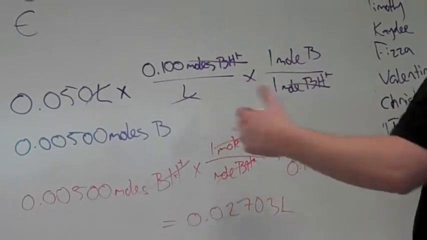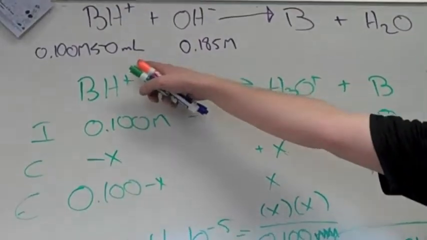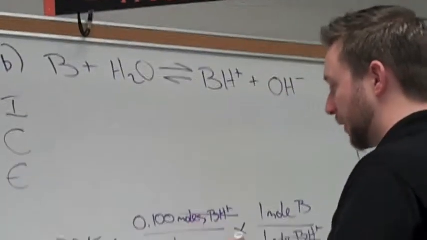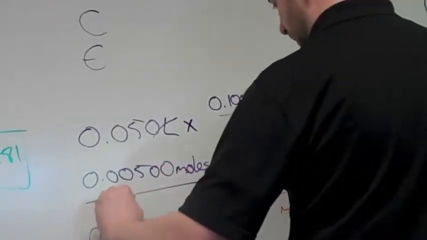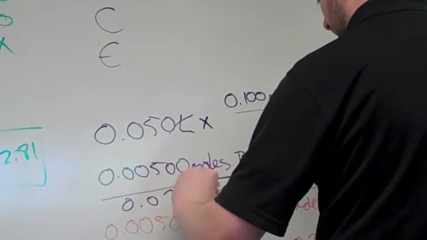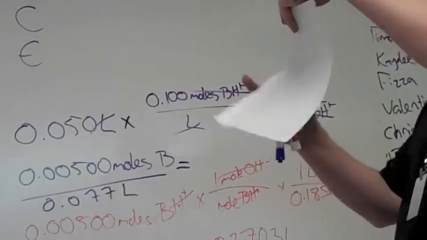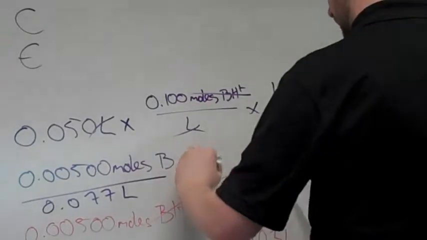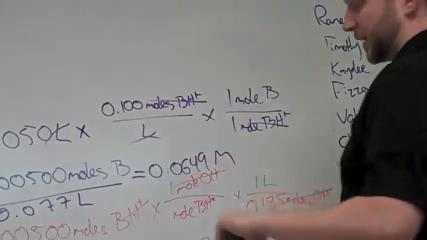So if we want to find out the concentration, this is the volume of base that we add. We started with 50 milliliters of the solution to start with. So the total volume that we want to divide our moles here by is going to be 0.077 liters. When we do that, we find the initial concentration of the base, which we're going to put here on our ICE table, is going to be 0.0649 molar.